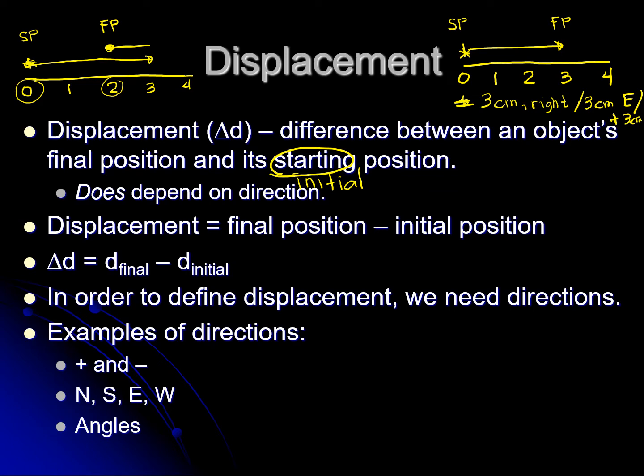Okay, going back here, our displacement here is 2 centimeters, right? But we have to add direction. So 0 to 2, is it right or left? So this one is right, so 2 centimeters right, or you can say 2 centimeters east, or you can just say positive 2 centimeters.